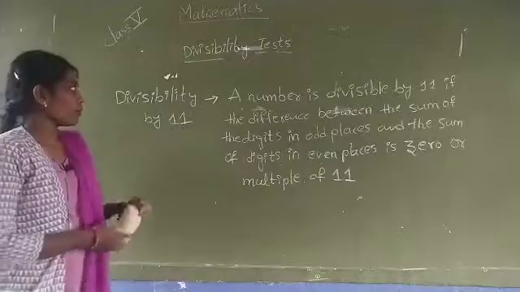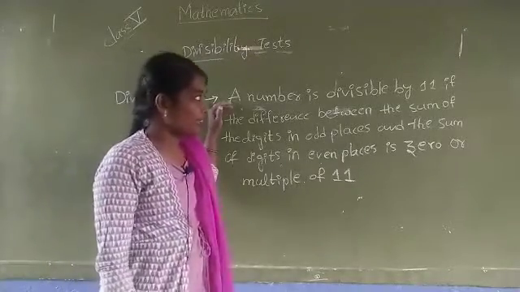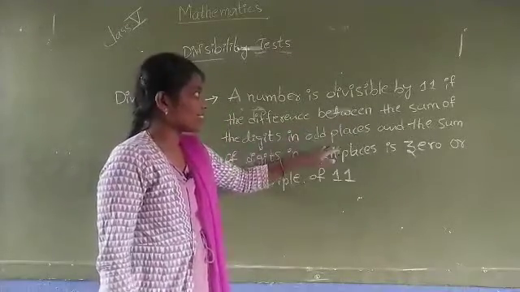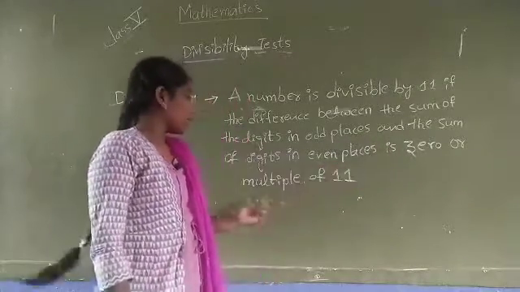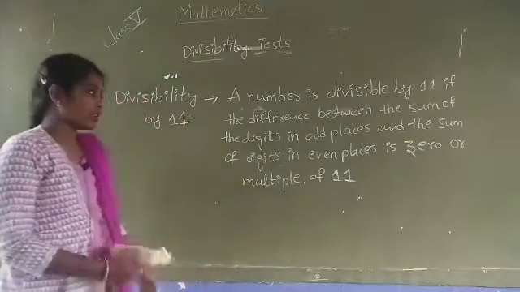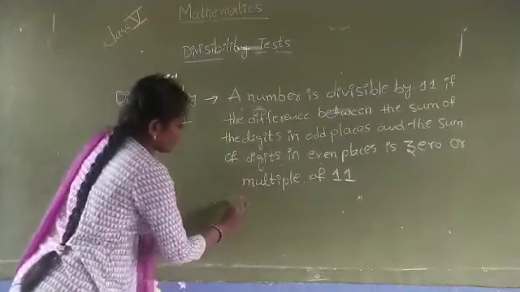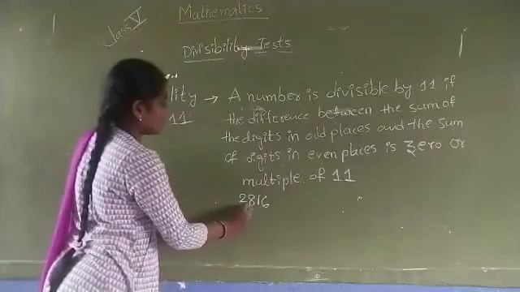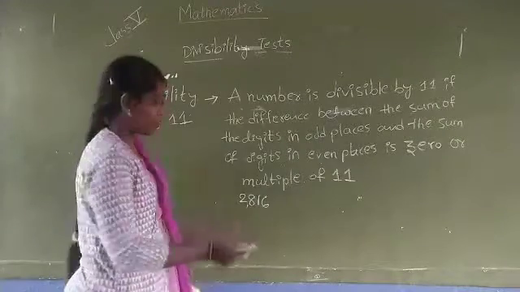Multiple of 11. What is the divisibility rule of 11? That is, a number is divisible by 11 if the difference between the sum of the digits in odd places and the sum of the digits in even places is 0 or the multiple of 11. For example, we have a number 2816. Here you have to check this number is divisible by 11 or not.